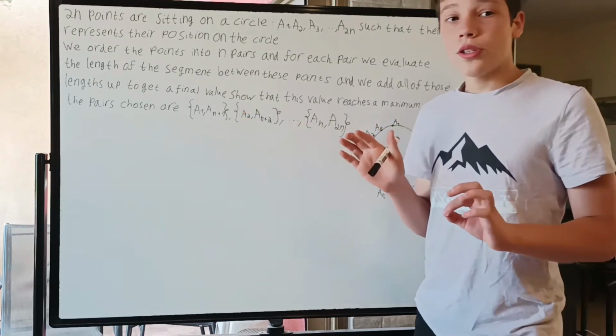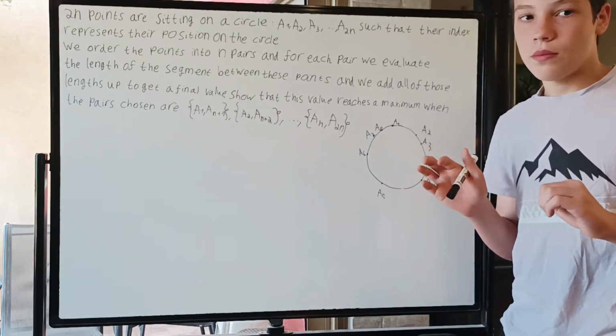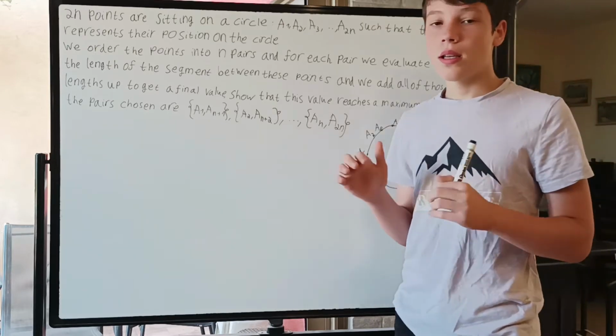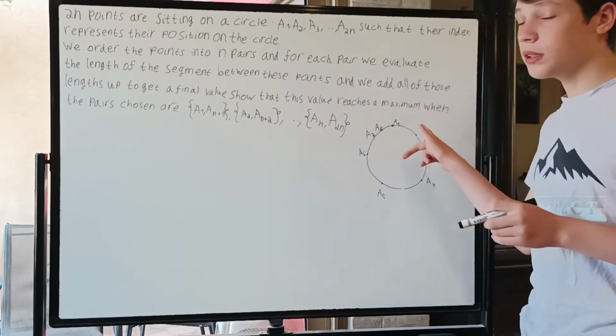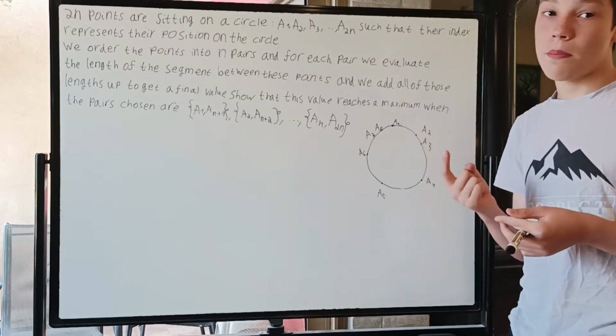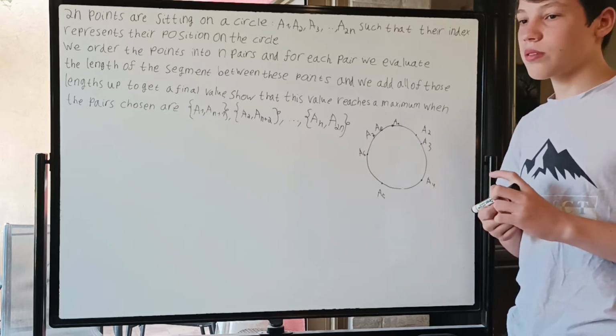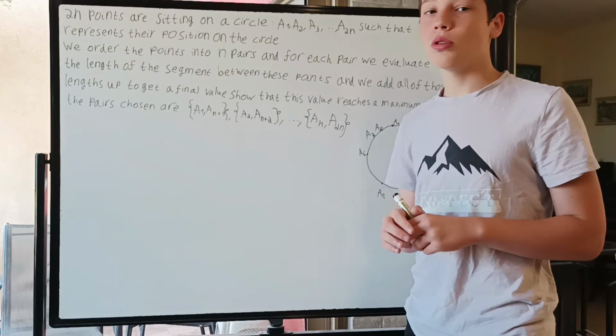So the first thing we're going to do is the simplest case that is not immediately intuitive. For n equal to 1, the case is obvious because we only have 2 points and there's only one way to put them into one pair. So there's nothing interesting there. So what we're going to do is, for n equals 2, show that this is true.